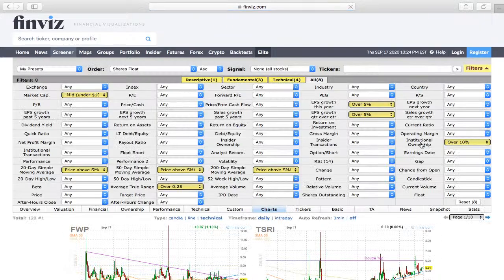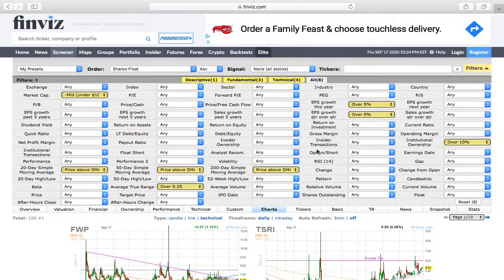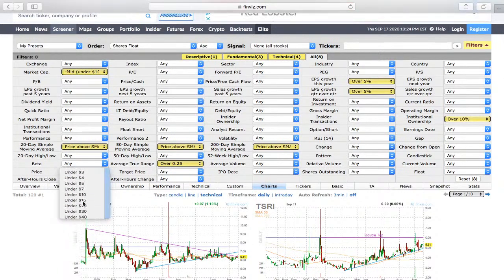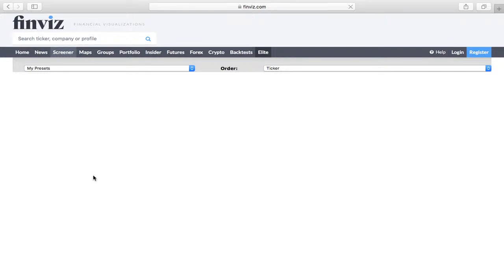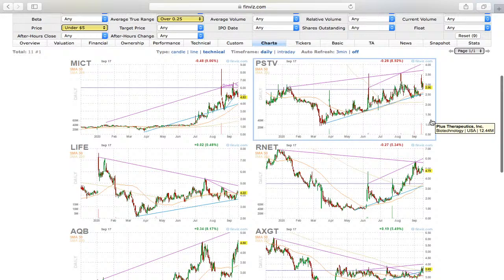What this tells you, and like I said, you can always just look it up by scrolling your mouse over it, is the level to which a company is owned by financial institutions. All right, so that's still 120, right? Let's do the price. Let's do that under $5. Let's do penny stocks. So these are 11 possible swing plays for penny stocks.